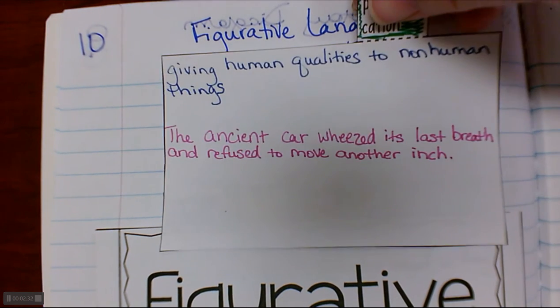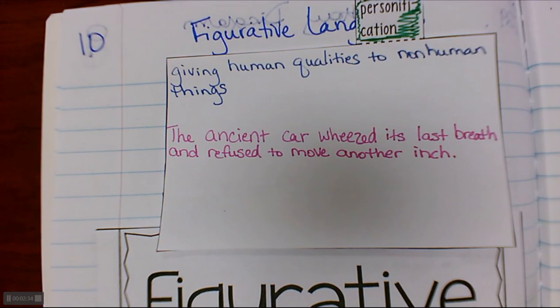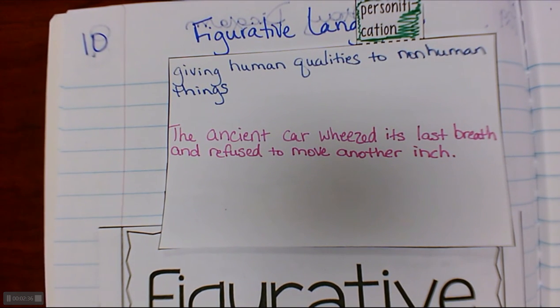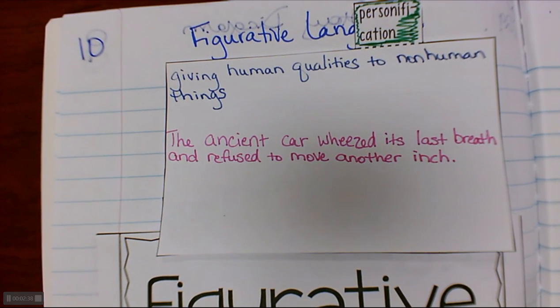Next is personification. Personification is giving human qualities to non-human things. The ancient car wheezed its last breath and refused to move another inch. Personification is green, and it's giving human qualities to non-human things.